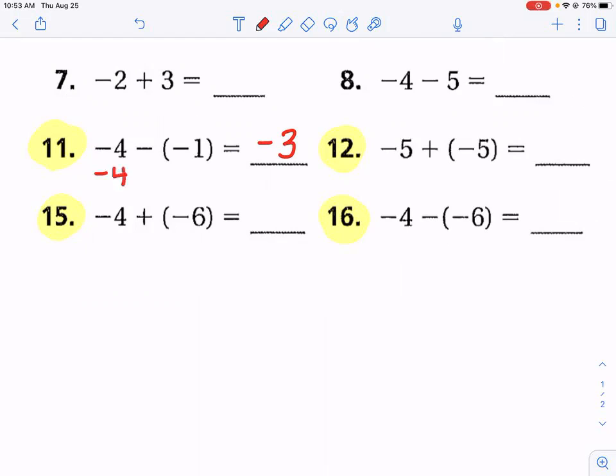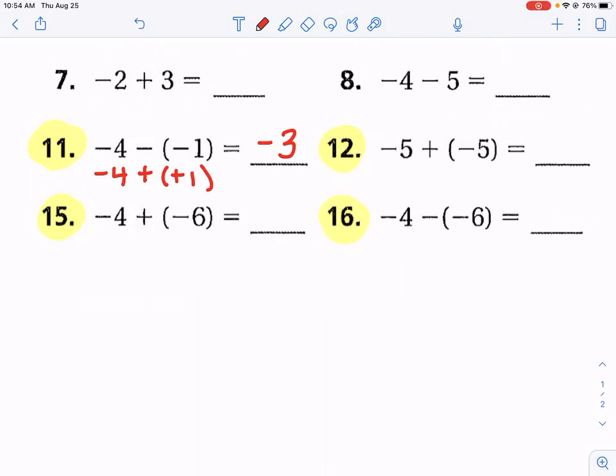Keep, change, change. So now we have, oh, you guys didn't tell me that it was frozen still. Here we go. Okay. So we kept the -4. We changed. So now we're adding 2 integers that have different signs. So subtract to get 3. 4 is bigger, so we kept the negative.